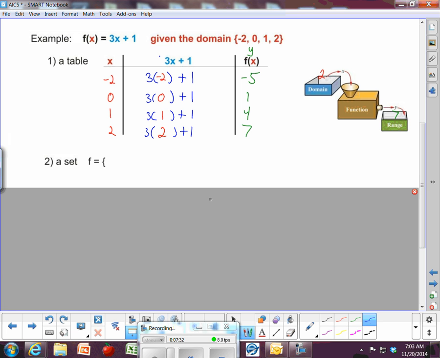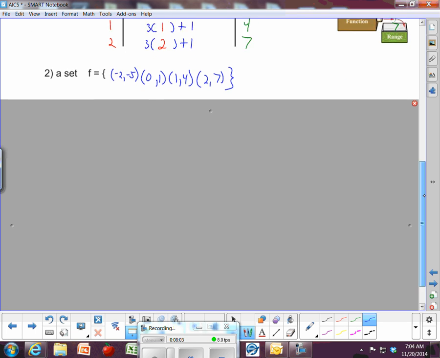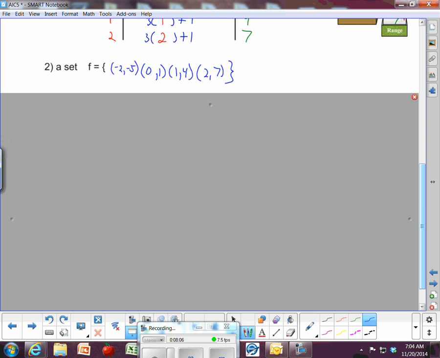All right, so I learned from the table that guy -2 is with girl -5. So parentheses, -2, comma, -5, parentheses, right? And now we're just going to go through and list all the XY pairs. Second one, 0 is with 1, 1 is with 4, and 2 is with 7, right? Don't forget your braces. Coordinates, ordered pairs, always go in parentheses, with a comma between the x and the y value, right? And there we have it in set form.